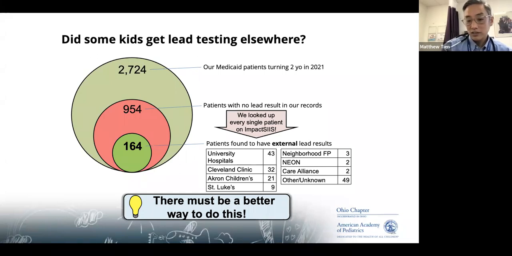So I think that's an important way. You don't have to track those kids down. They have a medical home elsewhere. They've had their lead testing at least done elsewhere. So we feel like there must be a better way to do this, and I'll jump to the next slide to talk about that.